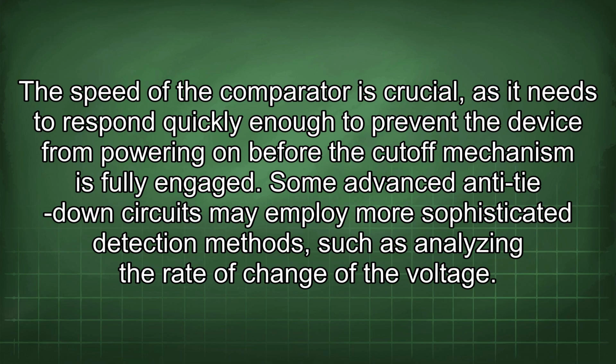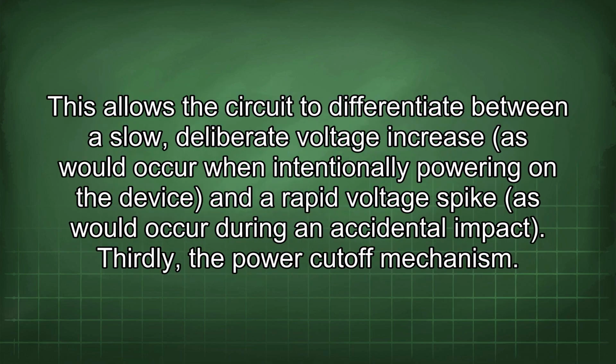Some advanced anti-tie-down circuits may employ more sophisticated detection methods, such as analyzing the rate of change of the voltage. This allows the circuit to differentiate between a slow, deliberate voltage increase, as would occur when intentionally powering on the device, and a rapid voltage spike, as would occur during an accidental impact. Thirdly, the power cutoff mechanism.